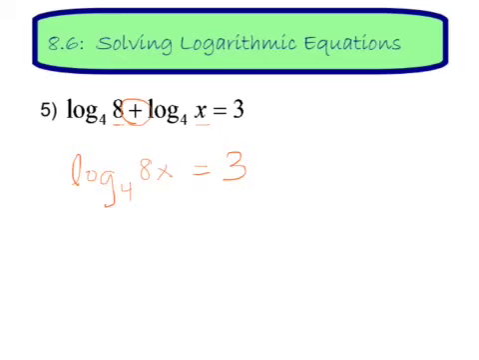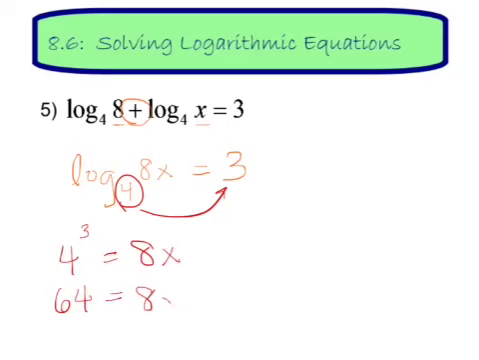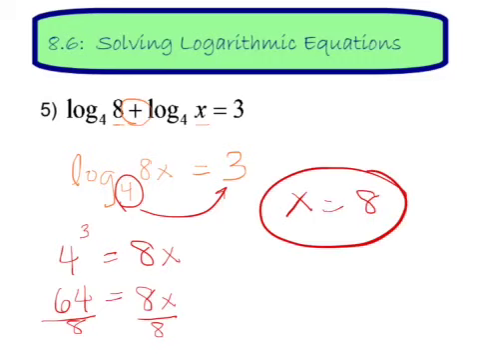Now I'm ready to put it into exponent form. And so I'll start with the 4. 4 to the third power equals 8x. And then 4 to the third power is 64. And when I solve this equation, I get x equals 8. And again, I'm going to check and make sure anywhere there's an x, I plug it in and make sure I'm not going to take the log of a negative value. So this example holds true. 8 is my answer.